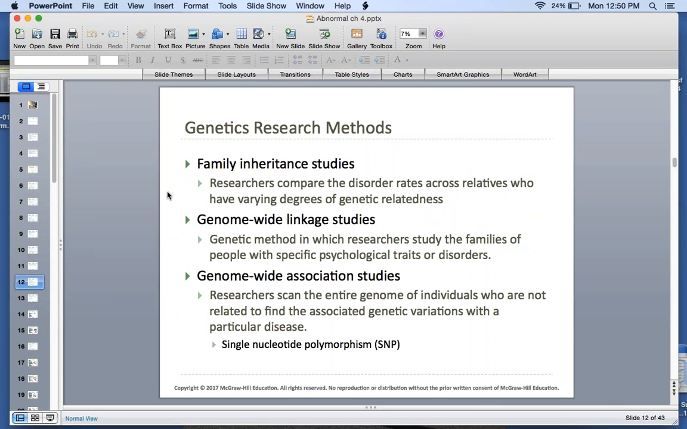We have genetics research methods, okay? We have family inheritance studies. With family inheritance studies, researchers compare disorder rates across relatives who have varying degrees of genetic relatedness. So aunts and uncles and cousins and identical twins and non-identical, fraternal twins, all sorts of things, okay? We have genome-wide linkage studies. In genome-wide linkage studies, researchers study the families of people with specific psychological traits or disorders.